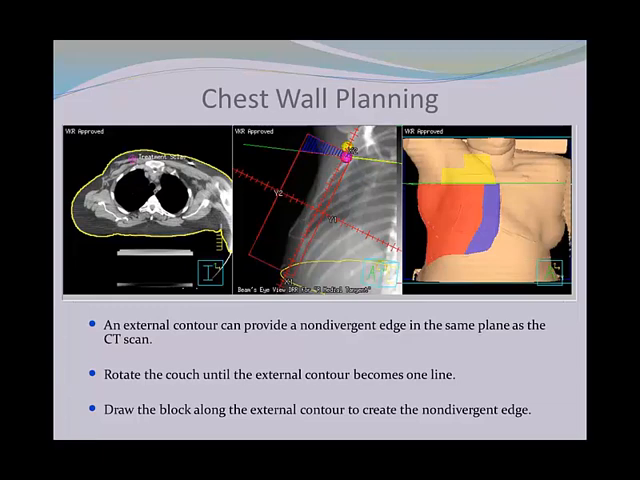To continue with the tangent fields, we also rotate the gantry to create a non-divergent deep border between the two medial tangent fields and the tangent field. Then we also rotate the collimator on the tangent fields to reduce treatment fields. We want to limit this to 1 to 2 cm of lung.